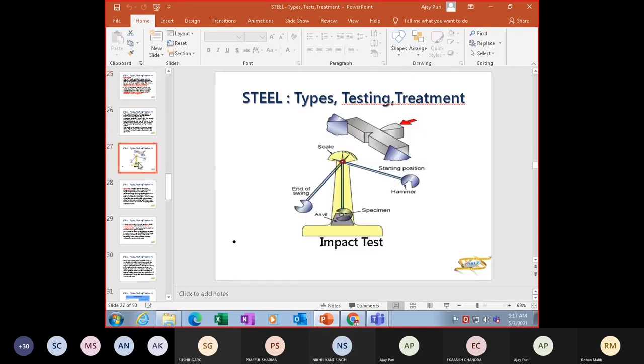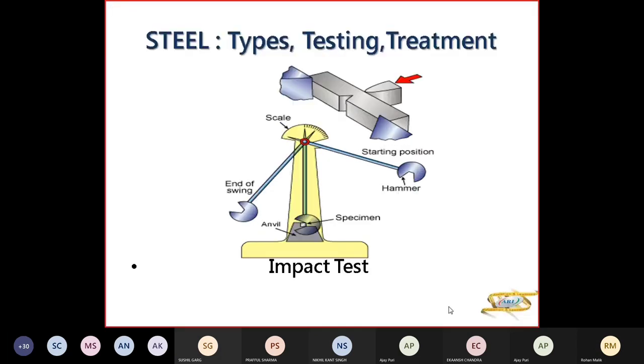So we'll talk about the impact test. The impact test is basically testing the toughness of the material. If your vessel incurs a collision, that's a sudden impact. So if a sudden impact is there, what load can the steel take before failing or breaking?